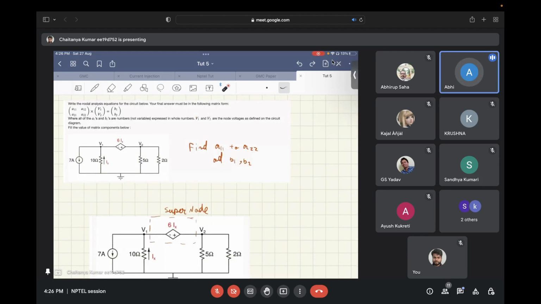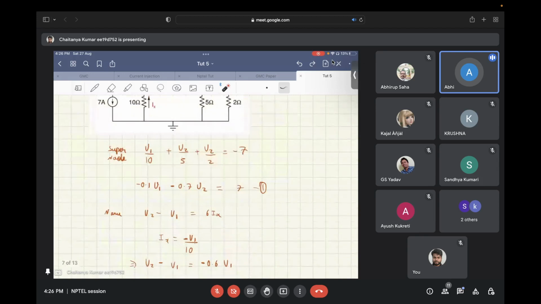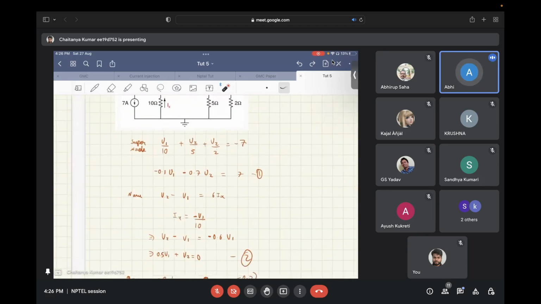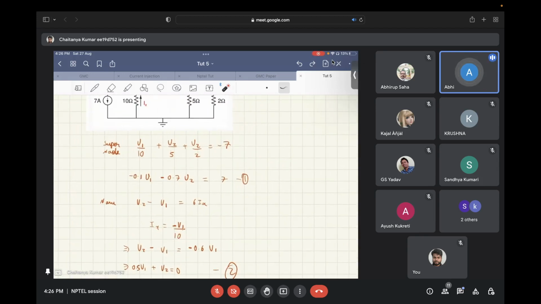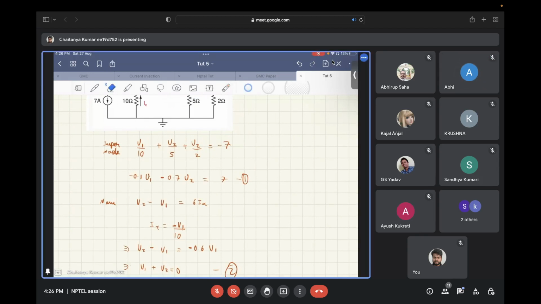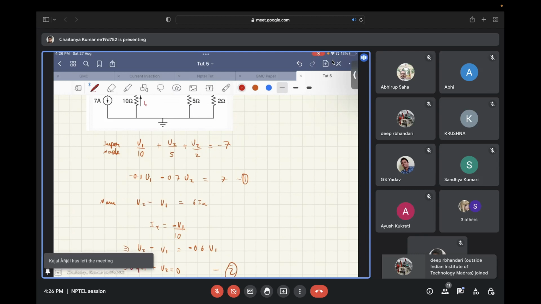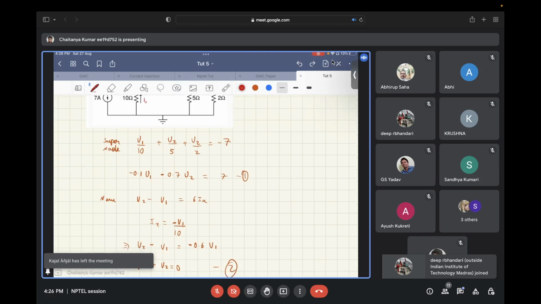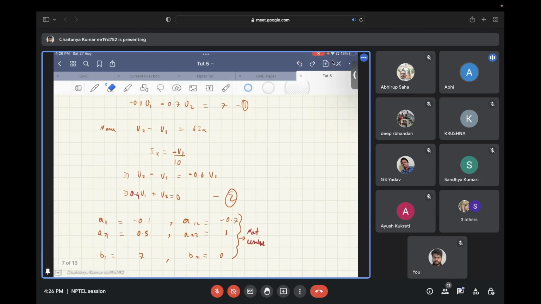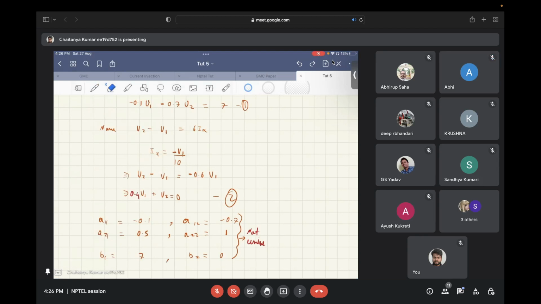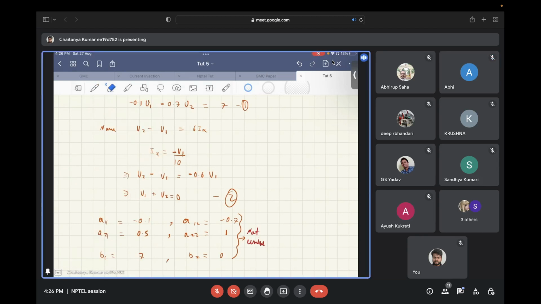Sir, the equation V2 minus V1 is equal to minus 0.6 V1. After that, how do you get 0.5 V1 plus V2 equal to 0? Sorry, it is 0.7. No, no, it is 0.4, not 0.5. My bad, it was a calculation mistake. It's a minus 0.2. Yeah, correct. Minus 0.4.